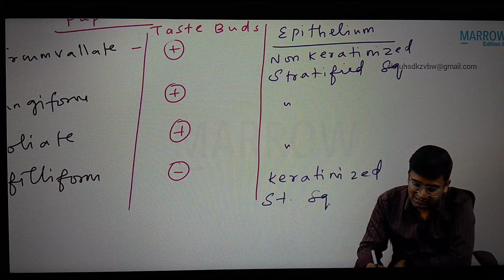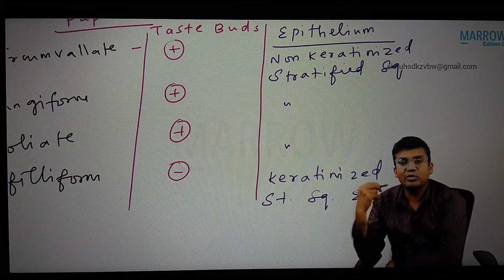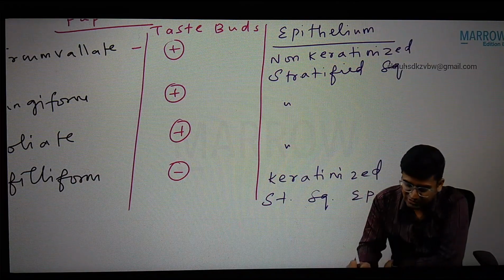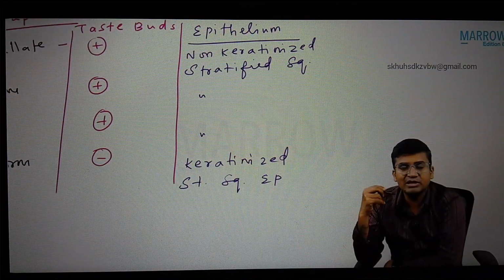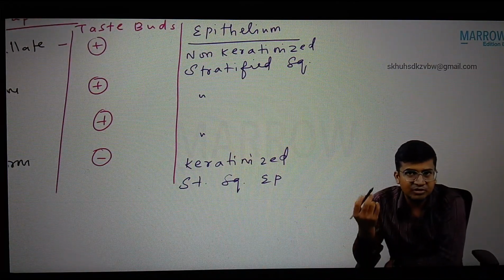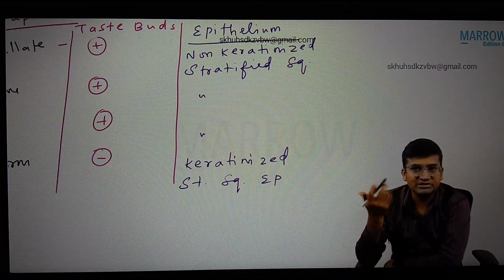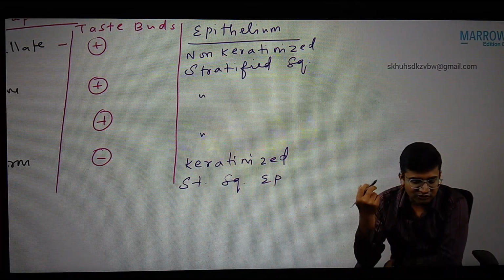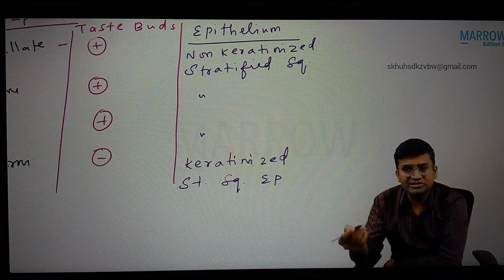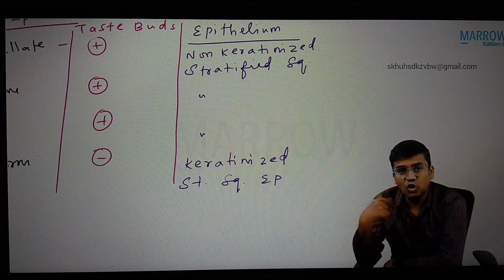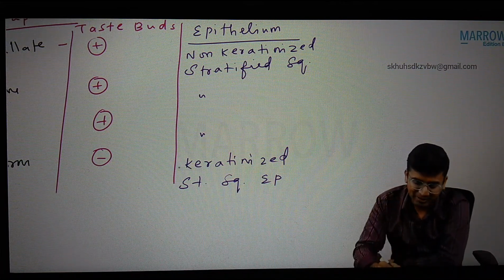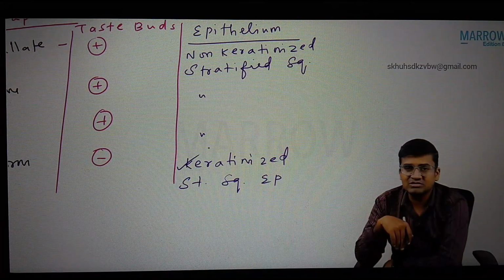Now again, why keratinized? Because I told you the function of filiform papilla is to provide the grip for the food substance. We have to hold the food substance so that the taste buds give their secretion and we can appreciate the taste. So the function of filiform papilla is not to appreciate the taste, but to provide the grip to hold the food substance. That is why it is lined by keratinized stratified squamous epithelium.